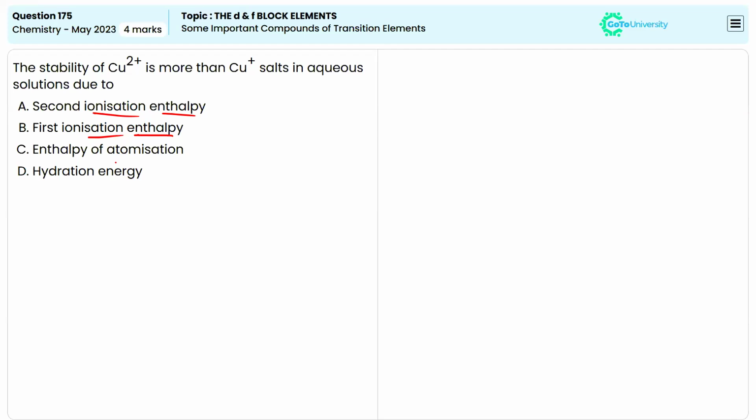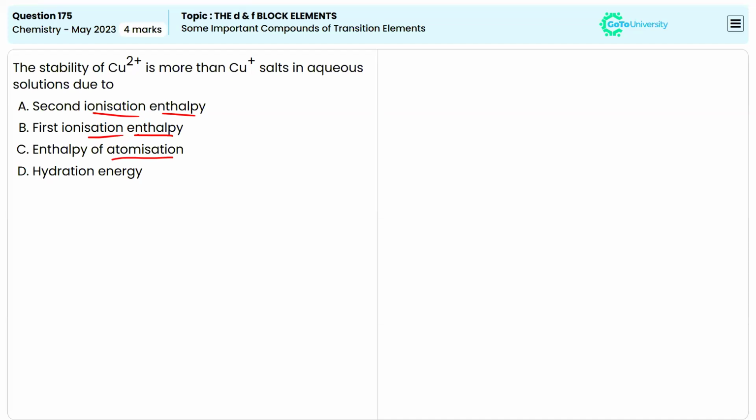Now, coming to the enthalpy of atomization, this is the amount of energy required to atomize. It means if you want to convert the molecule into atoms, we have to apply some energy. We have to break the bonds between them, right? The amount of energy that we require to break the bonds in a molecule to convert them into atoms is called enthalpy of atomization. Now coming to hydration energy, this is the amount of energy change when a particular ion gets hydrated. That we all know, right?